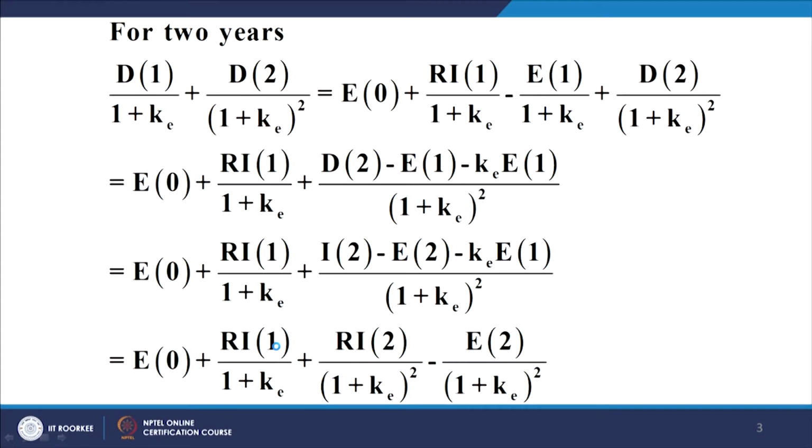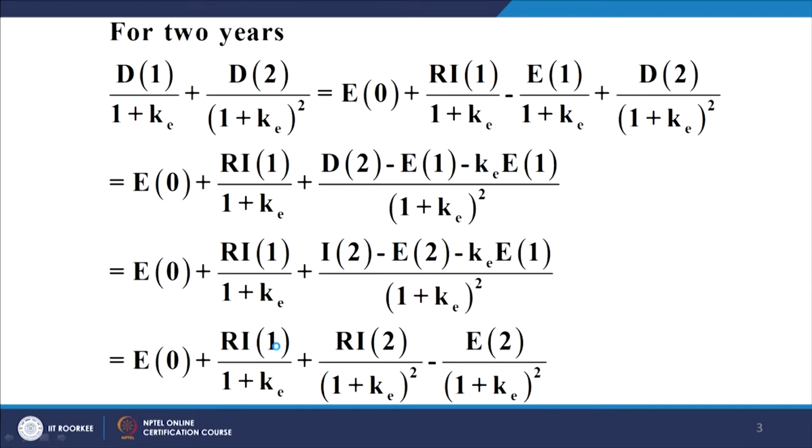For 2 years, suppose I add the term d 2 upon 1 plus k e whole square. Suppose a firm has a life of 2 years, then its value by the dividend discount model will be equal to the present value of dividends d 1 and d 2, which is d 1 upon 1 plus k e plus d 2 upon 1 plus k e square. Now, d 1 upon 1 plus k e we have already established is equal to E 0 plus RI 1 upon 1 plus k e minus E 1 upon 1 plus k e. So, we add d 2 upon 1 plus k e square to this particular expression.